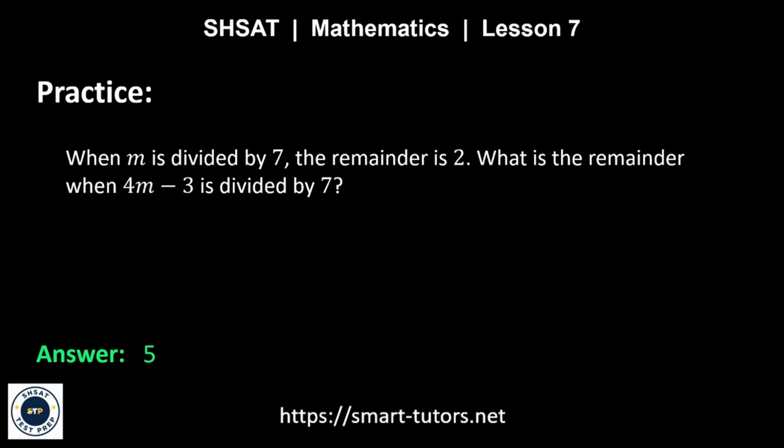This question asks us, when m is divided by 7, the remainder is 2. What is the remainder when 4m minus 3 is divided by 7? Take a moment and pause this video and see if you can get the answer for this question. So I'm going to show you how you would do this question. So when m is divided by 7, the remainder is 2. That means that m minus 2 would give us a value that is divisible by 7.